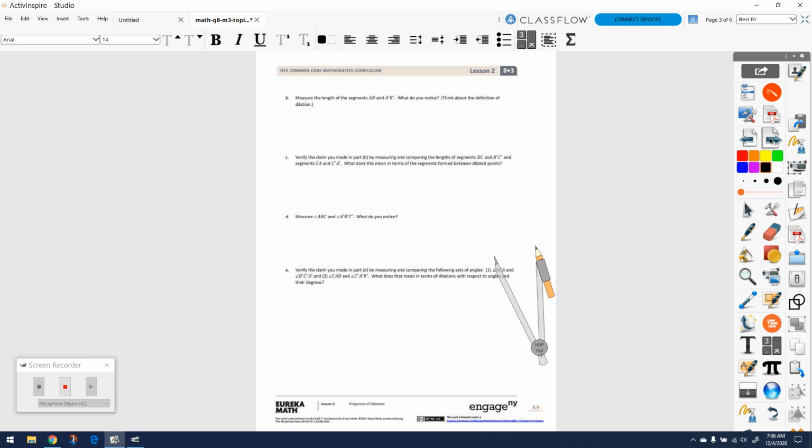Letter B, we were supposed to measure those, and when you measured them, you should have noticed, what did you notice? The length of segment A prime B prime was 3 times that of segment AB.